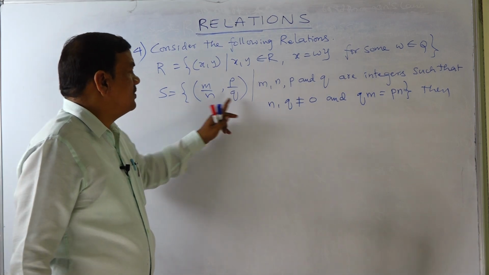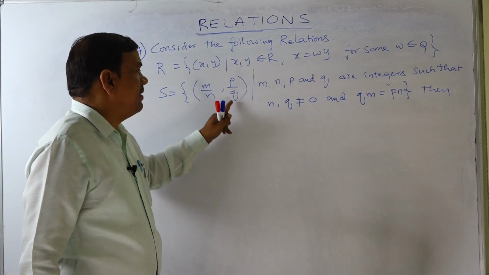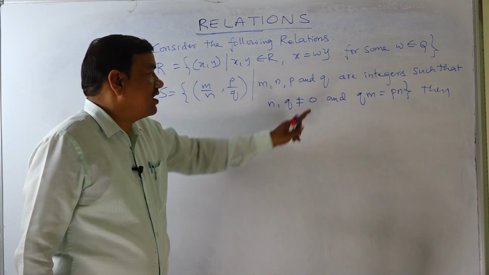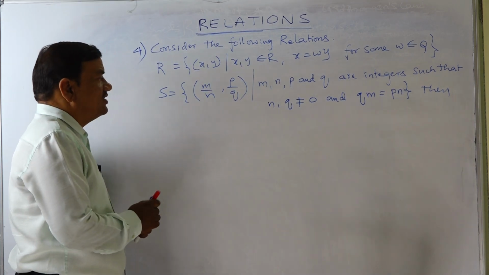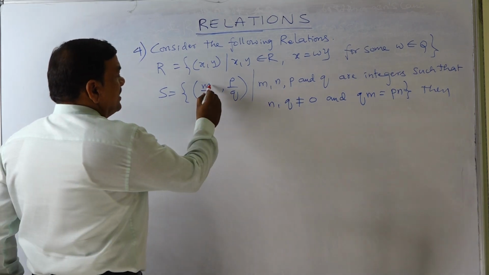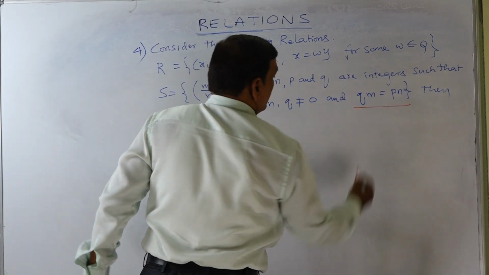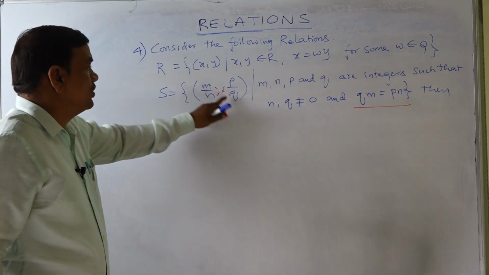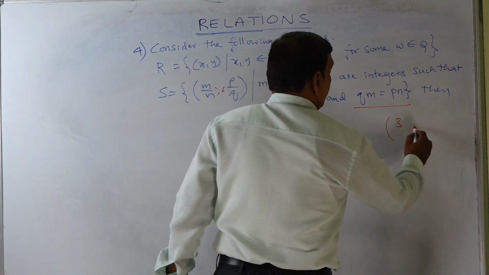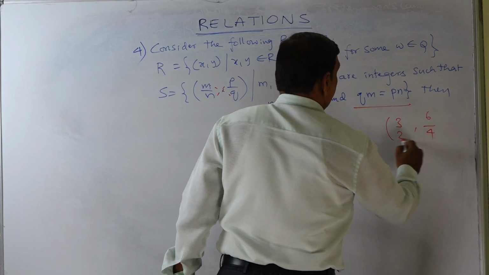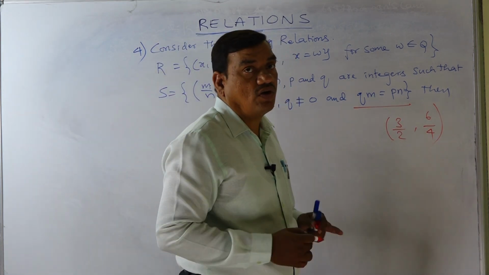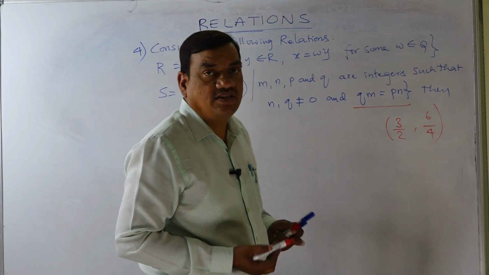Another set is also given. In that set, there is an ordered pair (m/n, p/q), where m, n, p, q are integers and the denominators n and q are not equal to 0. And the condition is mq is equal to np. Such types of ordered pairs have been taken. For example, 3/4 and 6/8: 3 times 8 is 24, 4 times 6 is 24, so they are equal. Like that type of ordered pairs.